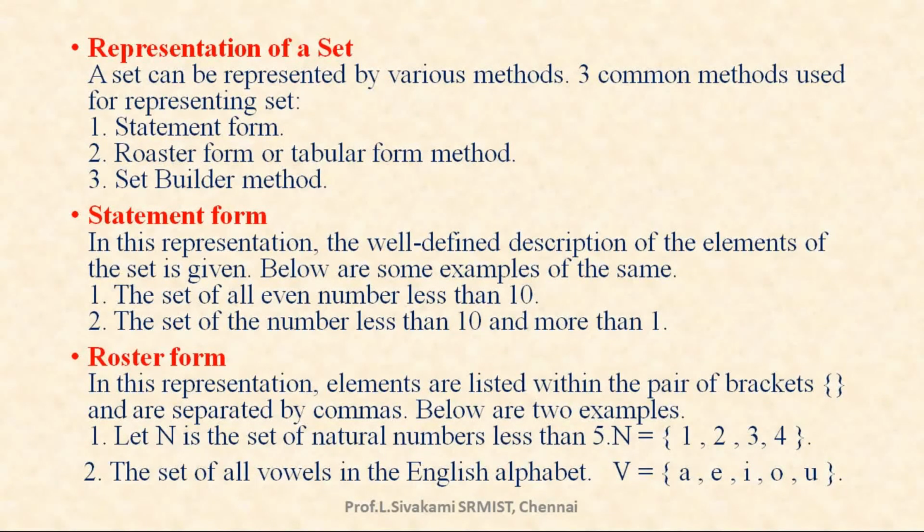And the second one is the roster form. In this roster form, we have to represent numbers or letters or names within the bracket, and we have to denote the bracket equal to some variable. For example, capital N is a set of all natural numbers less than 5. That is, capital N equal to, we have to put the numbers 1, 2, 3, 4 within the set bracket. So there will be 4 numbers in the set. The second example is the set of all vowels in the English alphabet. We have to represent it by capital B equal to A, E, I, O, U. This is the roster form.